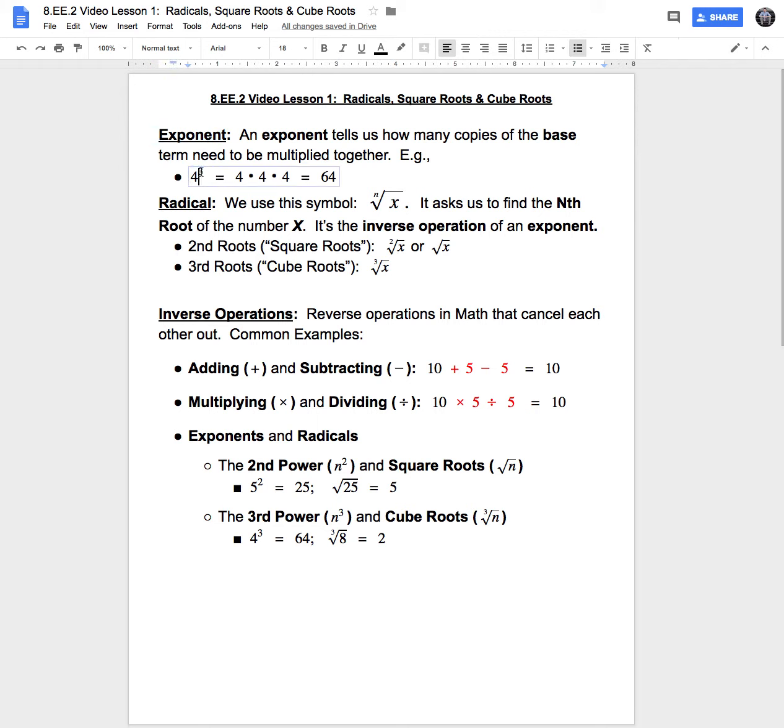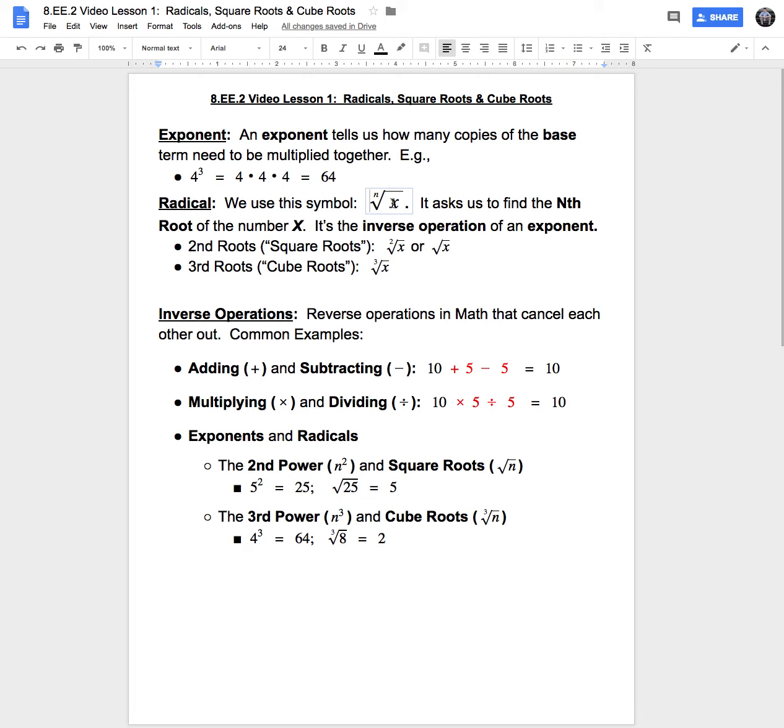That 3 is the exponent, and 4 to the third power tells us to do 3 copies of the base term 4 multiplied together, and that would equal 64. The radical, which is a new symbol in 8th grade, is the inverse operation of an exponent. The radical is denoted by this symbol here. It looks like the division symbol with a tail on the front of it.